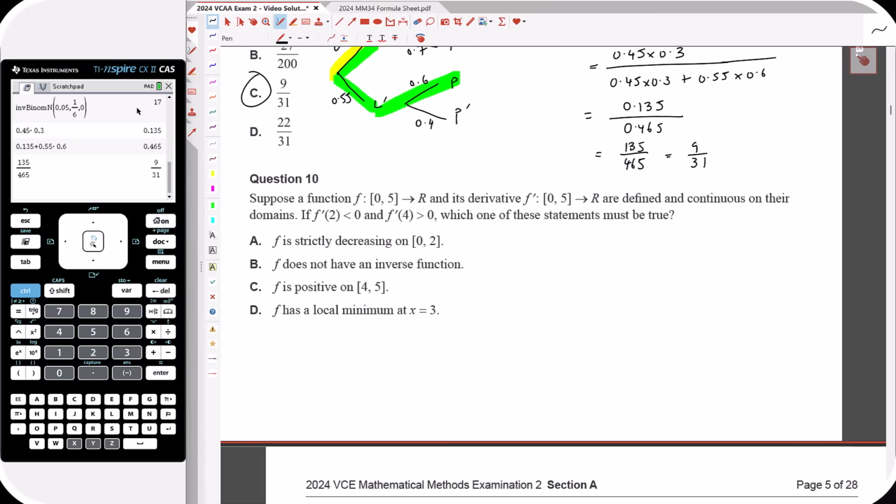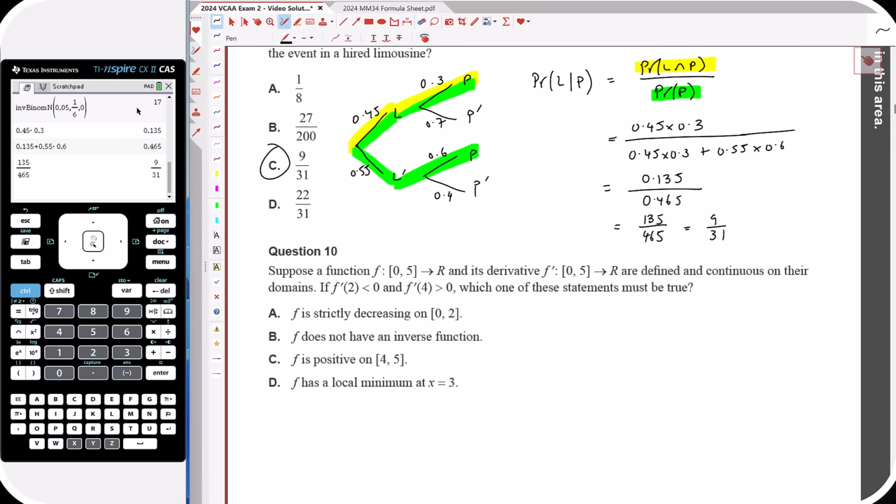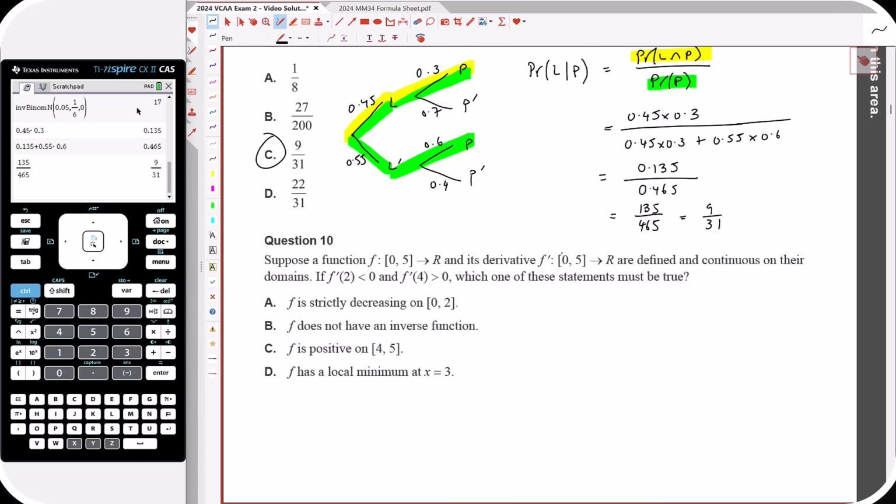Okay, question 10. Suppose a function f with domain from 0 to 5 inclusive, and its derivative with domain from 0 to 5 also inclusive, which actually I find interesting because my understanding of continuity is that a function isn't continuous at an endpoint. And so if it's not continuous at 0 or 5, then it's not differentiable at 0 or 5. So I would actually argue that the domain of the inverse is round brackets 0 to 5.